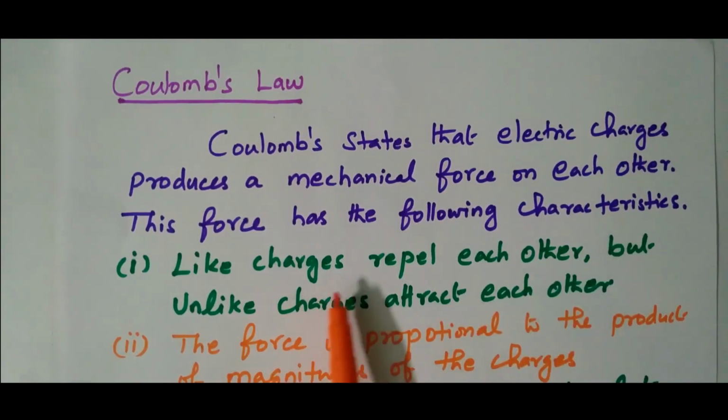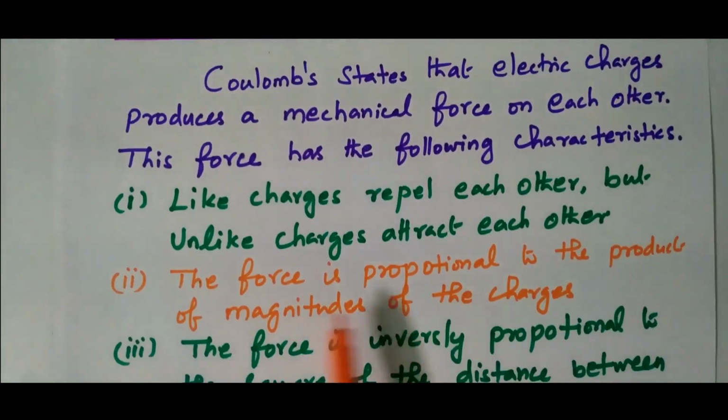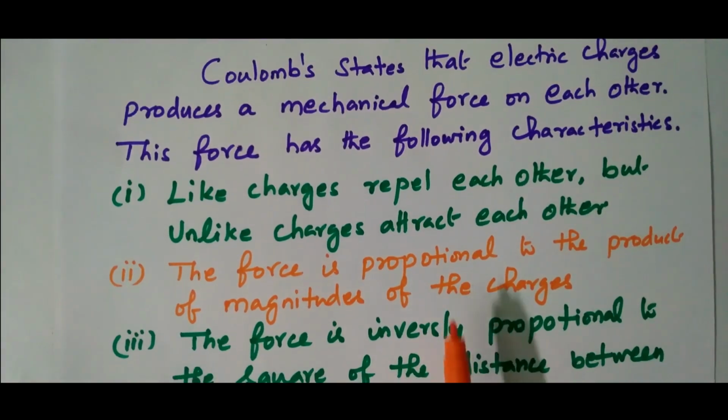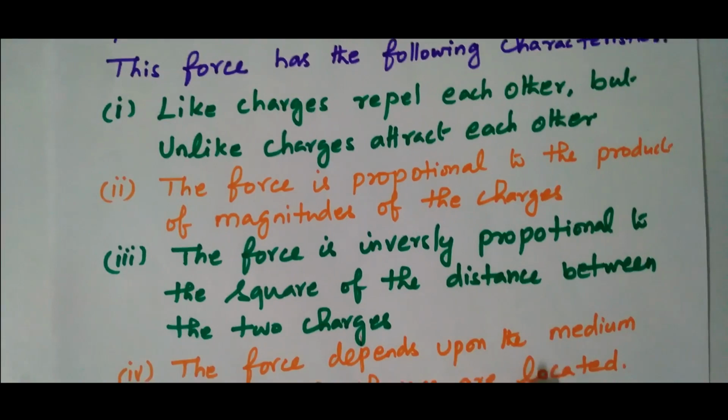Like charges repel each other, but unlike charges attract each other. That is the first point. Second, the force is proportional to the product of the magnitude of the charges. If the two charges are Q1 and Q2, the force will be proportional to Q1 Q2. The third point, the force is inversely proportional to the square of the distance between the two charges, that is 1 divided by r square.